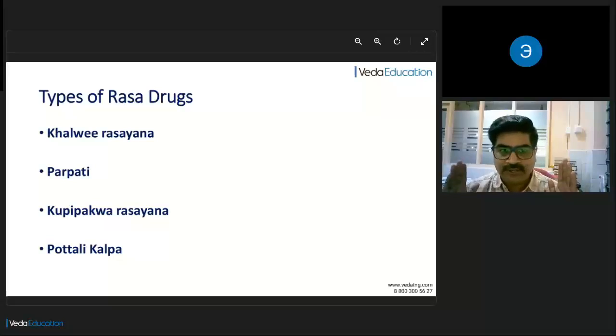So these four varieties are known as, the first one is known as Galvi Rasayana, and these terms are in Sanskrit. What these terms mean and what kind of medicine they are, I will explain in the coming slides. The first one is Galvi Rasayana.